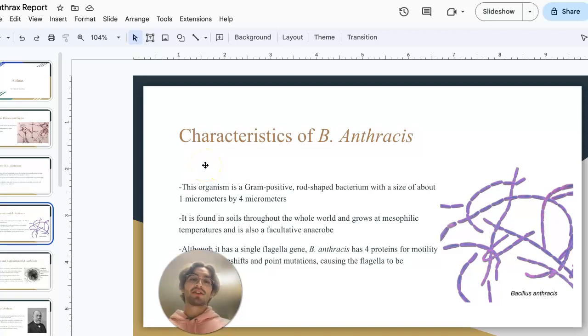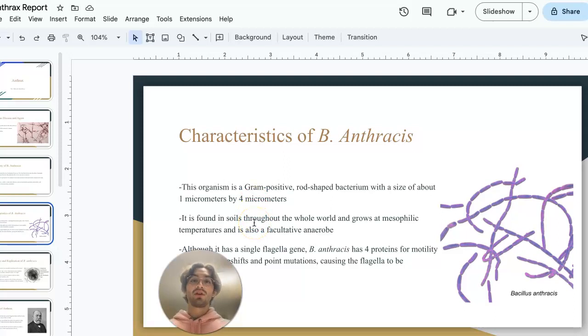B. anthracis is a gram-positive, rod-shaped bacterium with a size of about 1 micrometer by 4 micrometers. You can see this here in the diagram on the right, where its arrangement is just rods as opposed to spheres, and its purple color indicates that it is gram-positive. It is also found in soils all throughout the world and grows at mesophilic temperatures, and it is a facultative anaerobe.